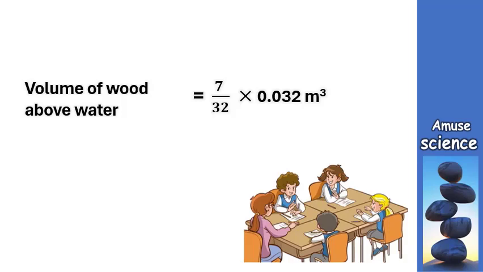And when we do our computations, we are going to get 7 times 10 exponent minus 3 cubic meters. When you want to convert this to decimal, we are going to get 0.007 cubic meters.